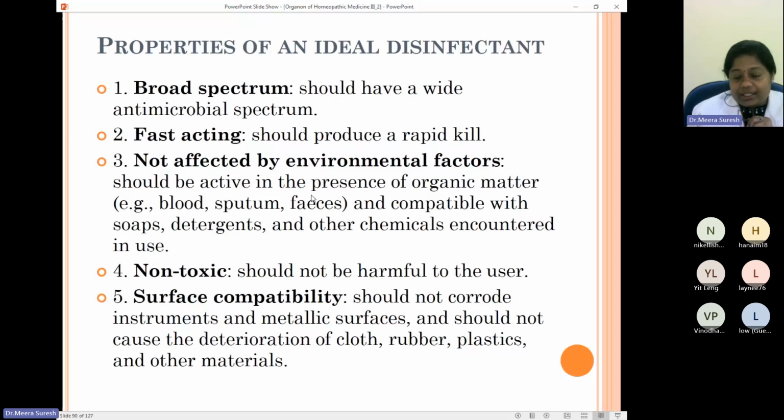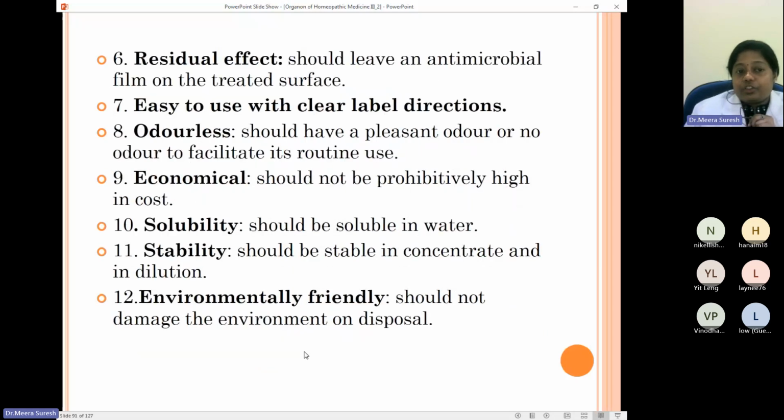Such labeling is very much necessary in the case of a disinfectant. Generally, it shouldn't corrode the instruments and metallic surfaces, and it should not cause the deterioration of cloth, rubber, plastics, and other materials, which will affect its purpose. Then it should have a residual effect. Residual means something that is a balance or remaining.